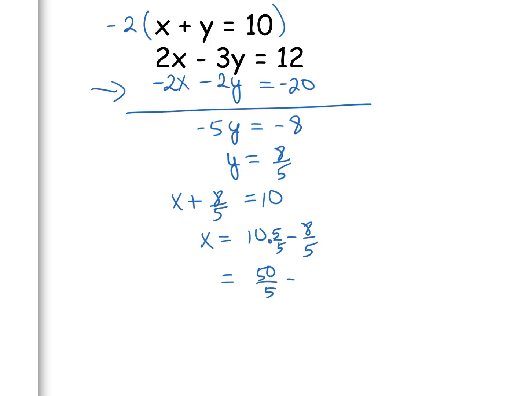So I got 50/5 minus 8/5, which gives me what? So we have an answer of 42/5 and 8/5.